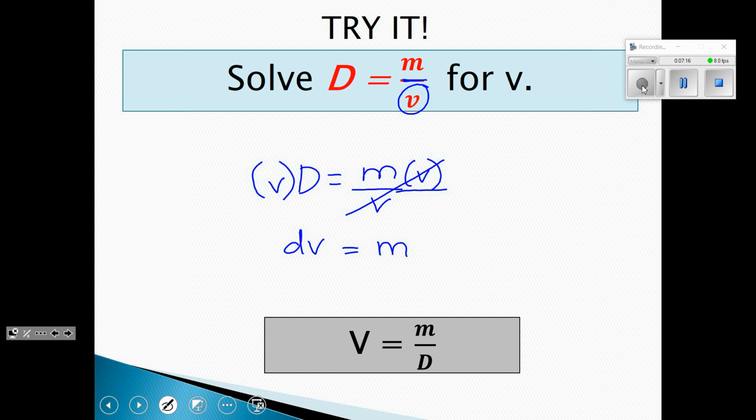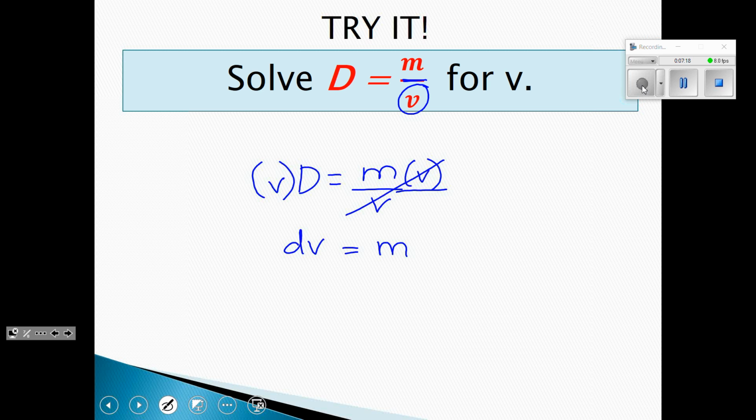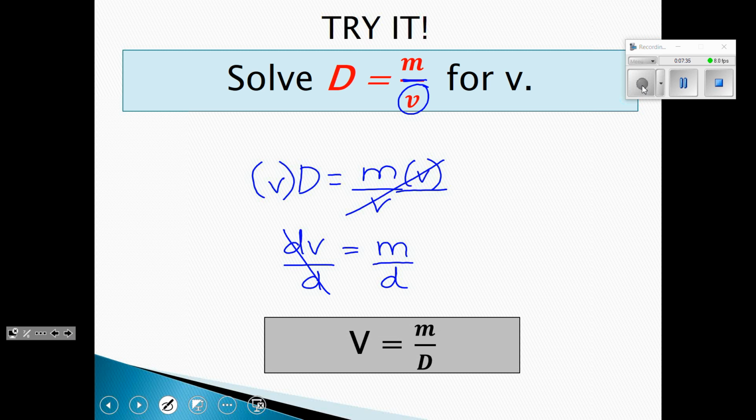Oh, I wasn't finished. Sorry, I just thought I was solving for m. We haven't quite solved for v yet. We have m equals dv. Now d is being multiplied by v, so we want to divide both sides by d. D divided by d is 1, canceled out, and you have your final answer. That's why I always circle what I'm looking for. I didn't look up there to see what I had circled. But we got her done.